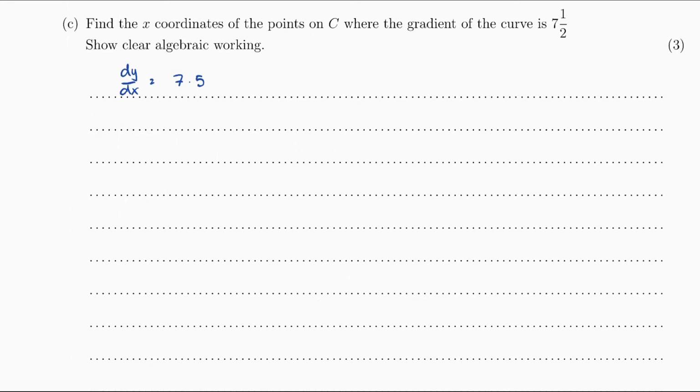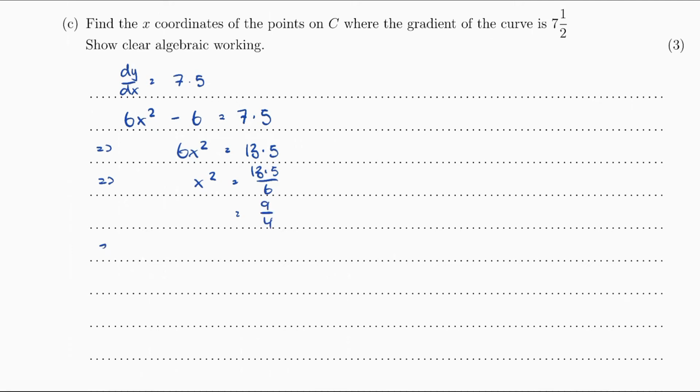So we have 6x squared minus 6 equals 7.5. We'll add 6 to both sides to give us 6x squared equals 13.5. And from here, we'll divide both sides by 6 to give us x squared equals 13.5 over 6. And 13.5 over 6, we can write as 9 over 4.